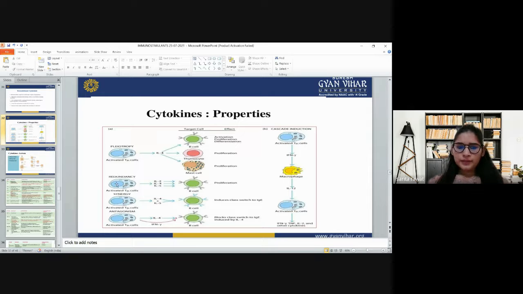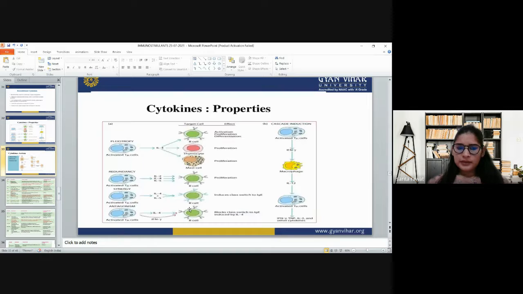Then, activated TH cell. So you can see this is the redundancy in the B cell. It causes the effect of proliferation. It involves IL-2, IL-4 and IL-5. So you can see in this picture.